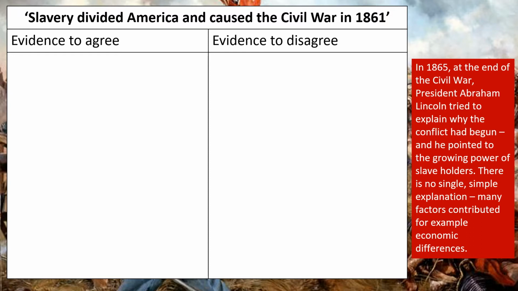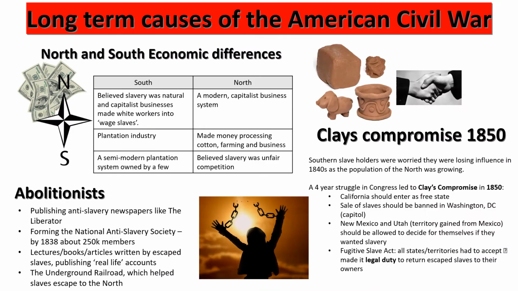So pause this video and take a double page in your book to create this grid, adding all the headings and titles. So the long-term causes of the American Civil War can be divided into three clear causes. We have the North and South economic differences, we have Clay's Compromise of 1850, and also the work of abolitionists. You will have seen this before if you have created the mind map and title page, and this slide just gives you a very easy overview of the key long-term causes.